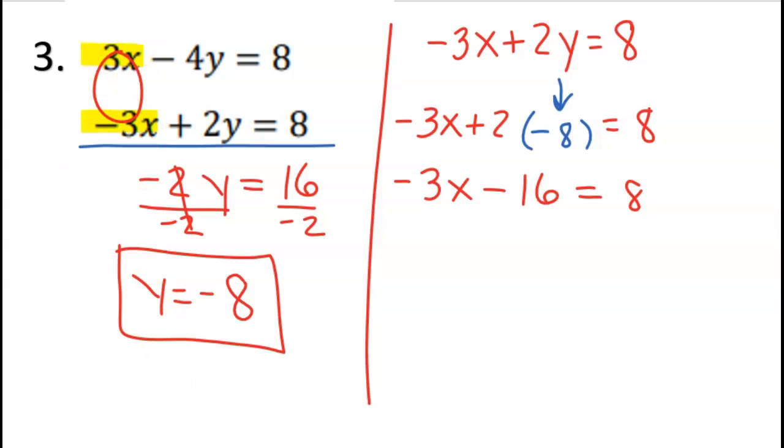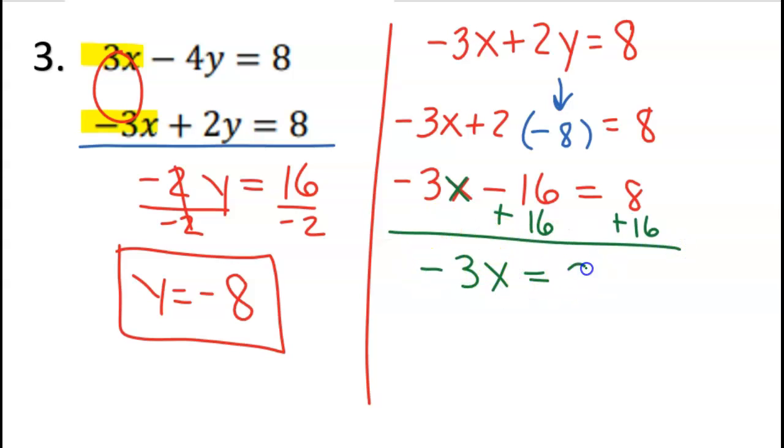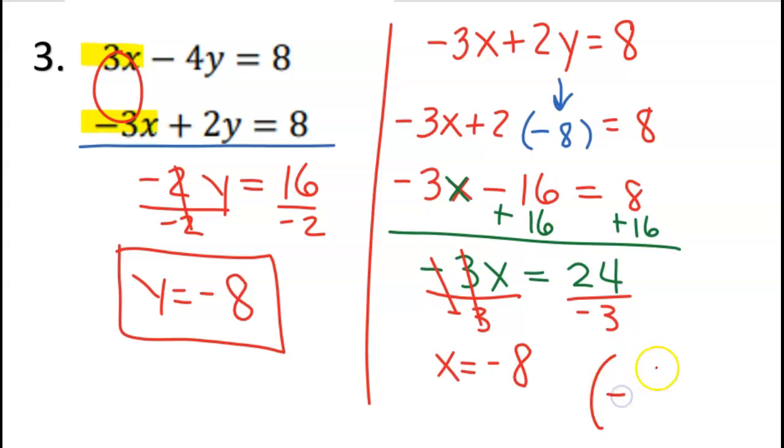I am solving for x, so I need the x by itself. So I add 16 to both sides. I am solving for the x, so I need to cancel out the negative 3. And then I write my answer as the intersection point.